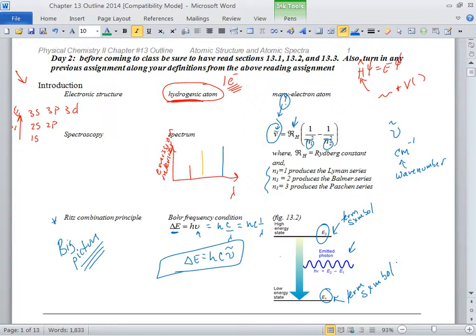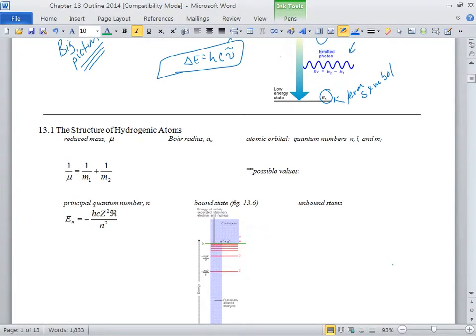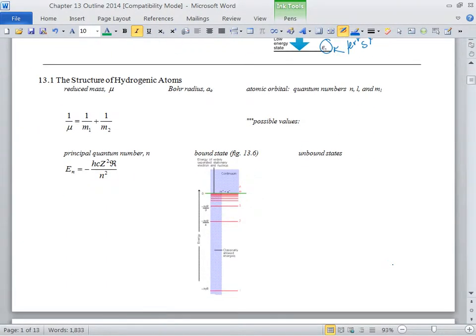Okay. So that's the big picture. It's the Ritz combination principle. We want to assign term symbols for all these different states and then talk about everything we talked about, transitions, all that kind of stuff. Okay, so let's see if we can get there. We're not going to get there today, I don't think. This is just kind of fundamental stuff.